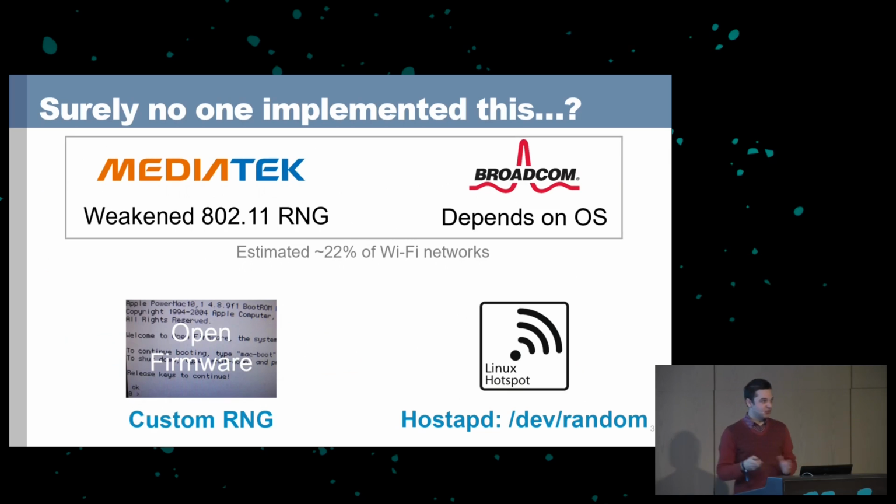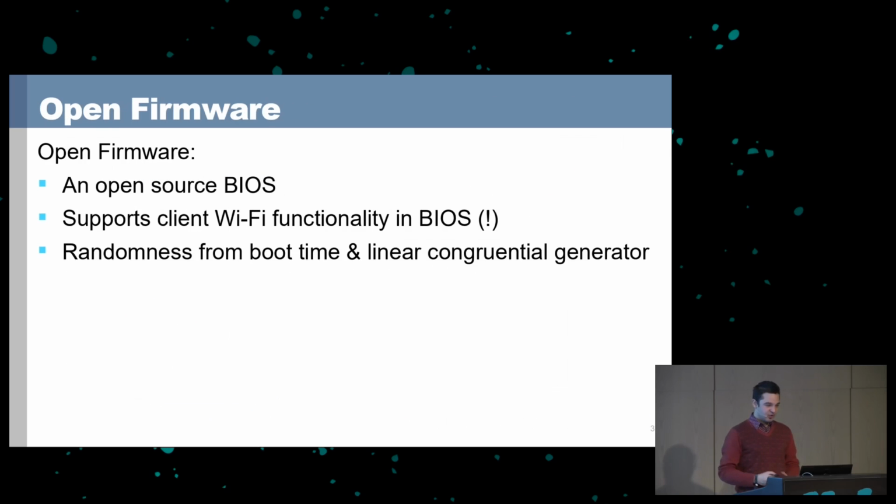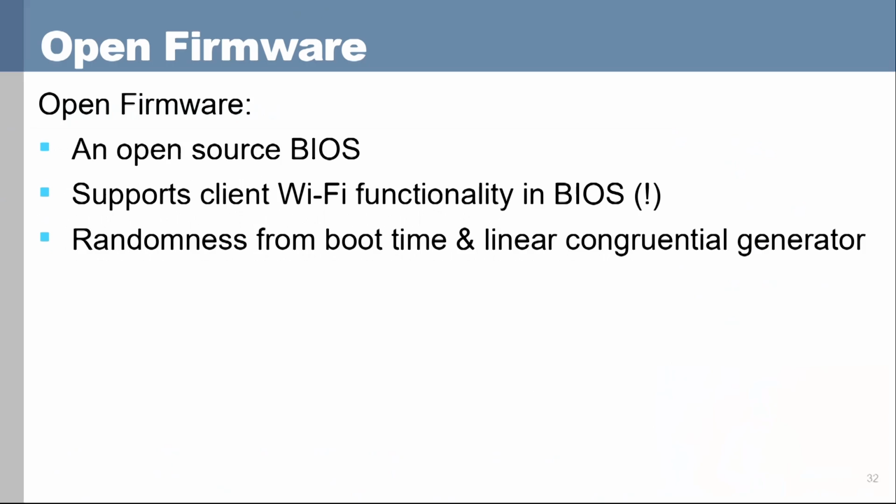Then we also have two other examples. The first is called Open Firmware, and the second is hostapd. So Open Firmware is essentially a simple open source BIOS system. And what was really surprising to me is that in the BIOS, these people have very basic support for Wi-Fi functionality, at least as a client. You can even connect to a WPA2 secured network. Now, for me, that was very surprising to see that a BIOS supports Wi-Fi, but they do.